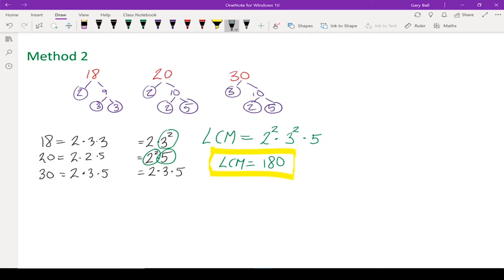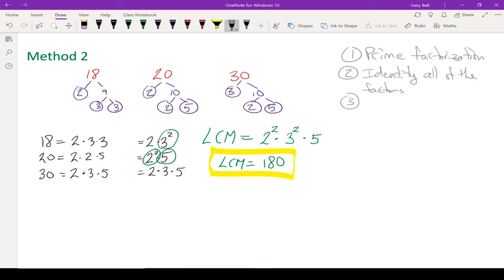So if I write out my steps, I do the prime factorization of each of our numbers. Our next step is to identify all of the factors. And our last step is we're going to look for the greatest power on each of those factors. And that leads us to our lowest common multiple.